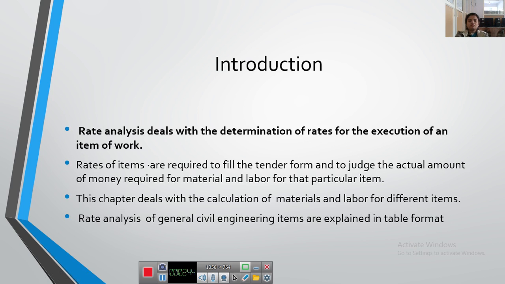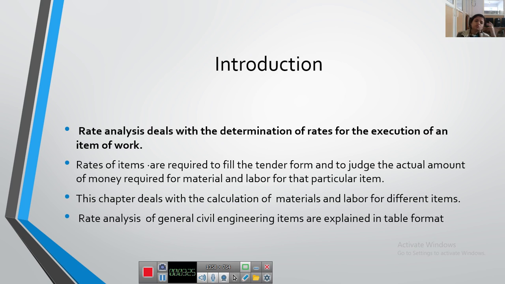Rate analysis is the term which deals with the determination of rates for the execution of an item of work, and rates of items are required to fill the tender form to judge the actual amount of money required for material and labor for the particular item. Remember, this chapter deals with the calculations of materials and labor for the different items. To calculate the different items and labors, we have to do rate analysis. So rate analysis is a must in every civil engineer's life. Rate analysis of general civil engineering items can be explained in table format also.